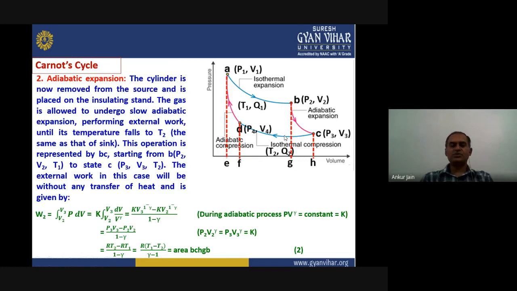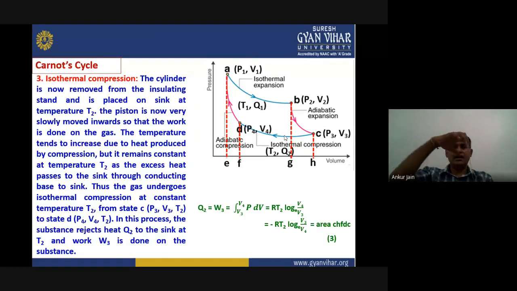Okay. Now let us go to the third process. For the third process, we will again pick the cylinder, and from the insulating stand we will transfer it to the sink. Now it will be placed on the sink, which is at temperature T2. Since the top of the sink is a conducting surface and the bottom of the cylinder is also a conducting surface, there will be some heat exchange between them. Even if it transfers some heat to the sink, or tries to change the temperature, the sink is at T2 and the heat capacity of the sink is infinite, so there will be no change in T2.